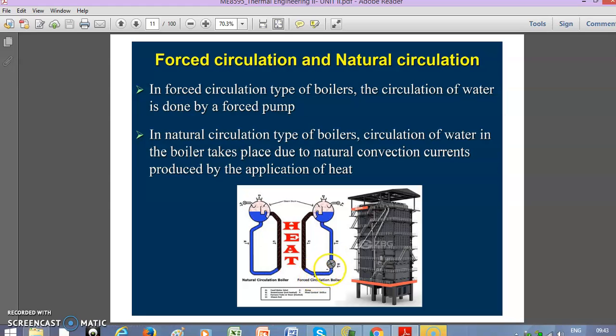Water is pumped through the various heating elements. That is forced circulation. In natural circulation, we don't have a pump; circulation is due to density difference. We know that whenever water is heated, the density drops. When density drops, due to the lower weight, it goes to the top, and the higher weight comes to the bottom. This is natural circulation. When this movement happens naturally, it's called a natural circulation boiler.